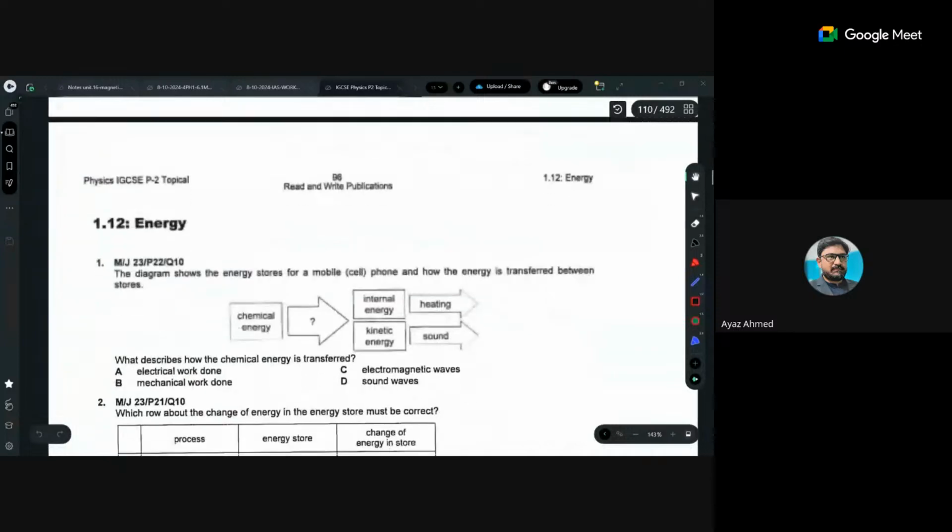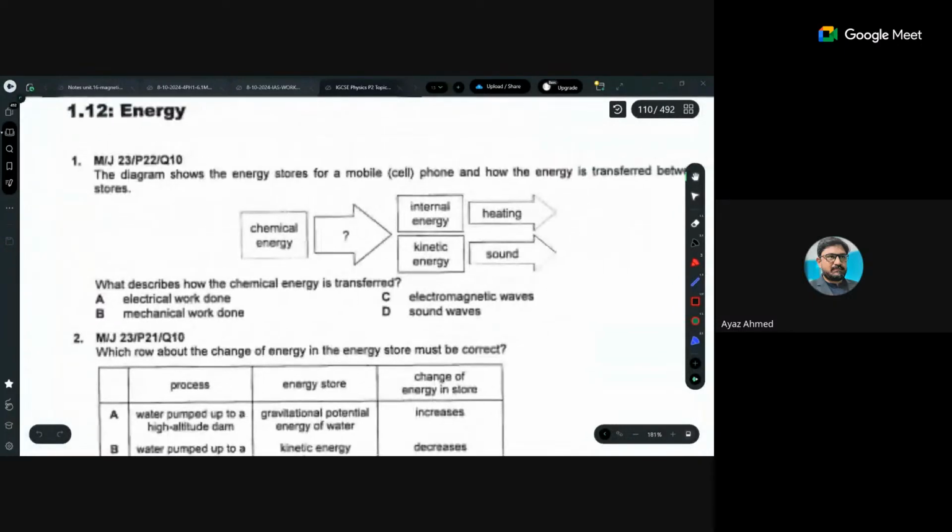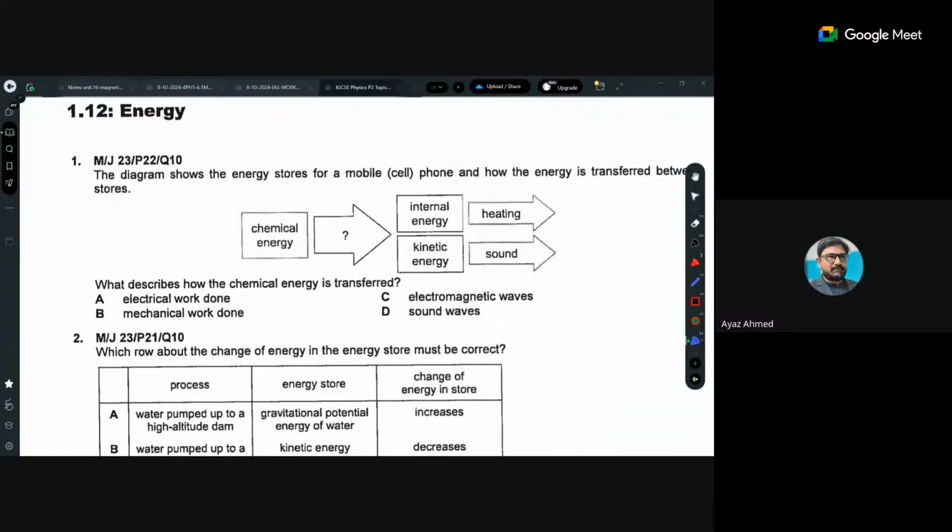So here we go. This is your topic 1.12 in your book, what I have sent to you for practice. In that one, the topic number is 1.12. Actually, that is energy. And then for 1.13, I will talk about energy resources. I have discussed theory questions with you, and then I will solve some MCQs for you, and after that, inshallah, you will be very clear about the topic, and then you will have a test, inshallah.